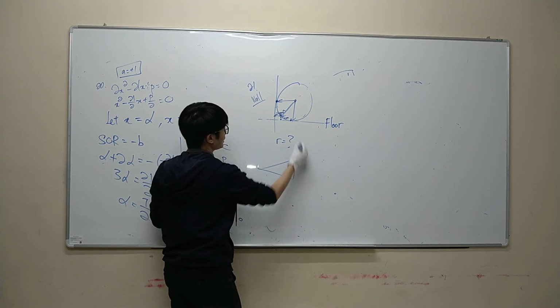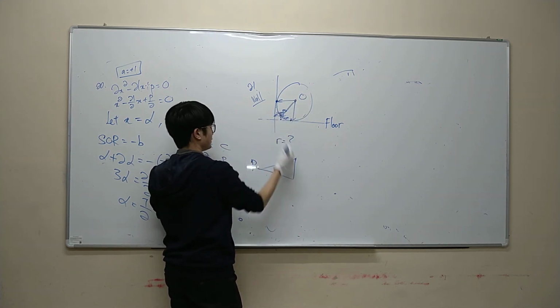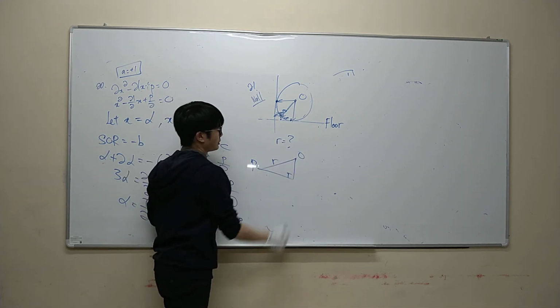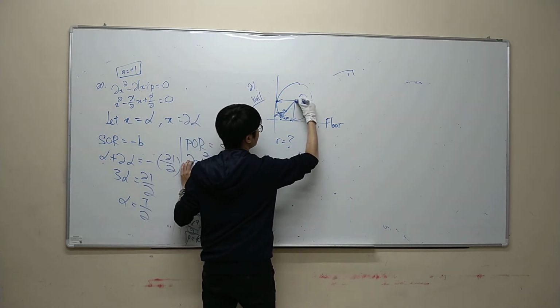Okay? So the center I will call it O. Here will be point P. Okay, point P is here. Here will be point O. This is the radius. Alright? And this will be a right angle triangle. And what will be the length here? What will be the length here?